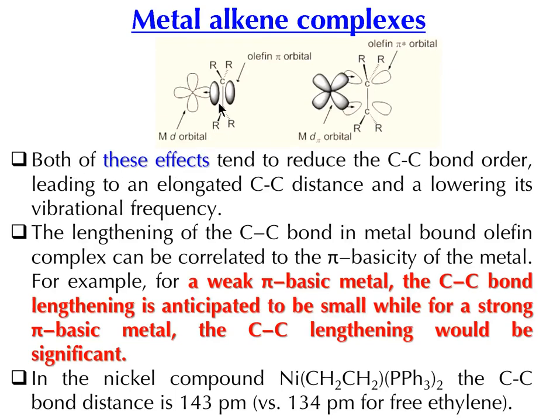Both of these effects, the donation of the pi electrons of olefin to the metal M and the pi back donation from the d pi orbital of M to the pi star of olefin, will decrease the bond order of the CC bond, since the donation is from a pi orbital, so from bonding electrons, and we increase the antibonding electrons by receiving them in the pi star orbital. This will lead to an elongated CC distance and therefore a lowering in the stretching frequency in infrared.